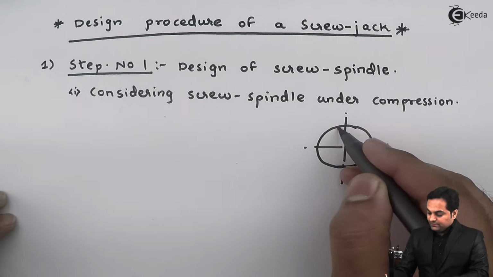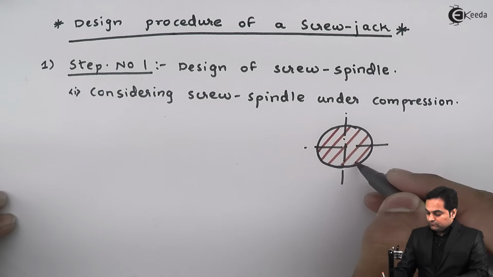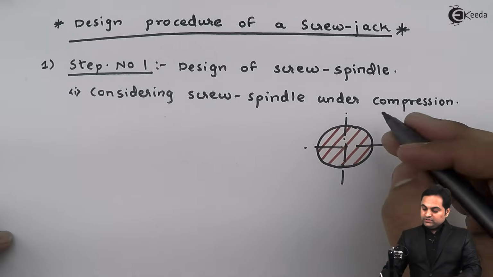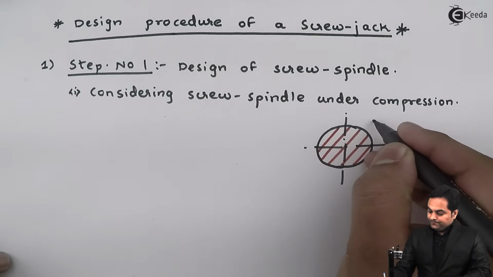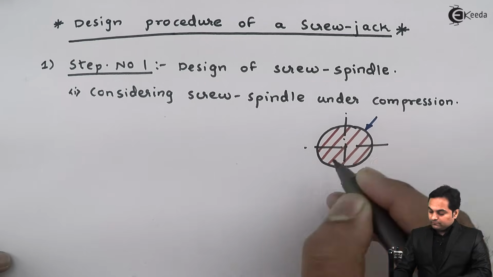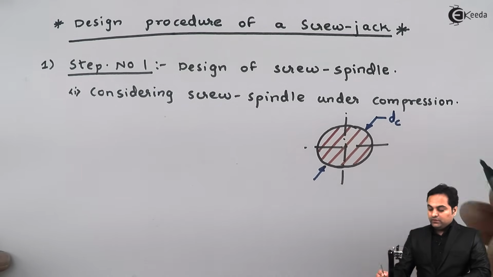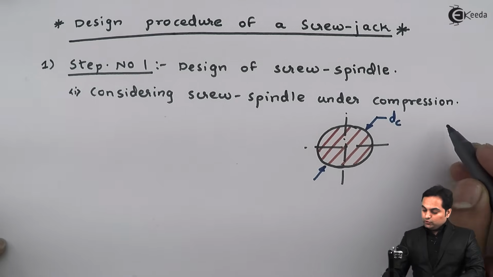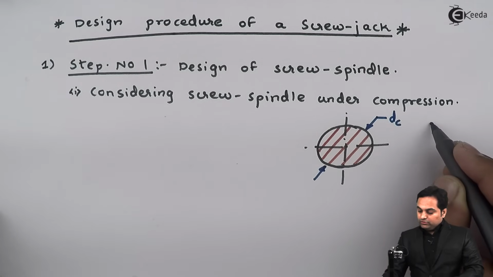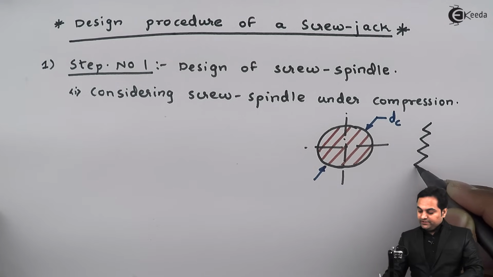Here I am drawing the section. Now this I will term as the diameter here. I'll denote it as DC, called the core diameter. Now why are we considering the core diameter here? Since we have a screw spindle, I'll draw the profile of a screw so that I can explain it in a better way.